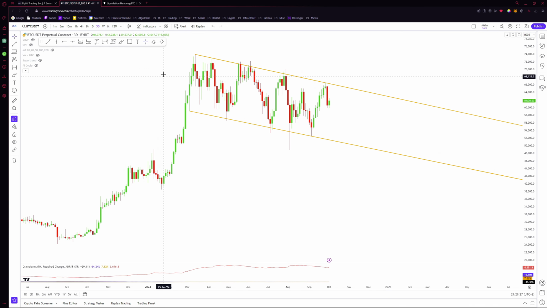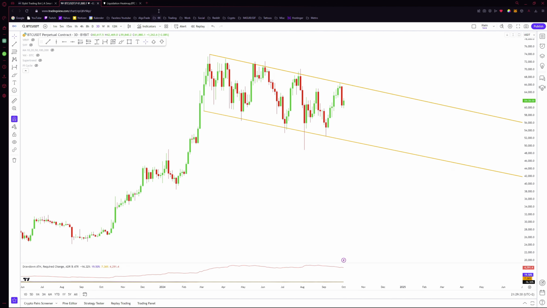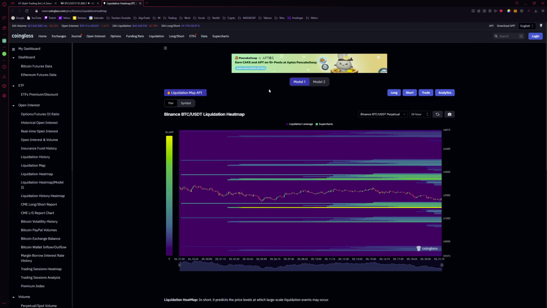What I then like to do and combine this with are liquidation pools. So if you don't know about liquidation pools, these are basically levels where lots of liquidations will occur if the price is hit. Let me give you a very quick example.